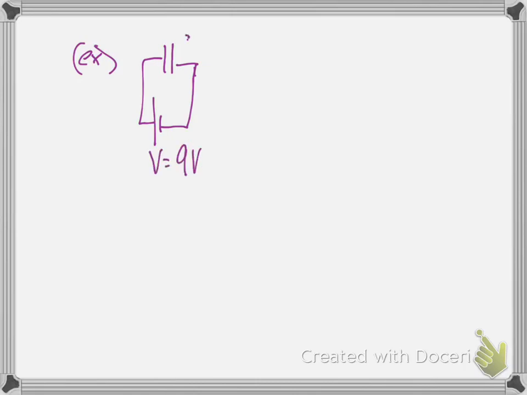So let's just do a quick example. Let's say we've got a parallel plate capacitor in a circuit, so let's just build a circuit here and put a parallel plate capacitor in that circuit. Let's say that we've got a 9-volt power supply, and the capacitance is 1 microfarad. And so let's just ask, how much potential energy do we store in that capacitor?